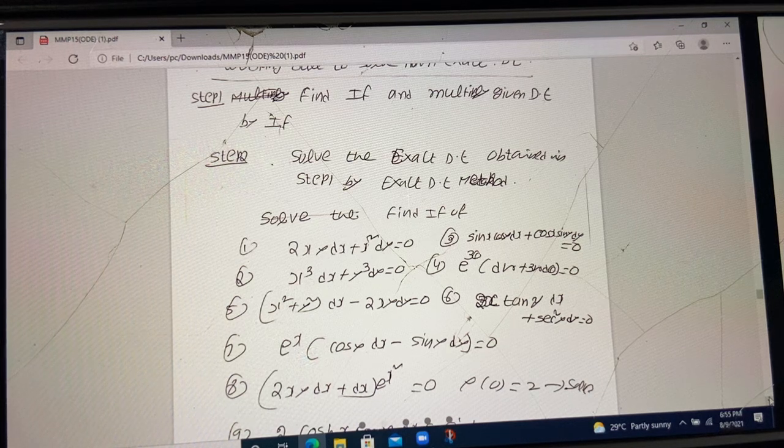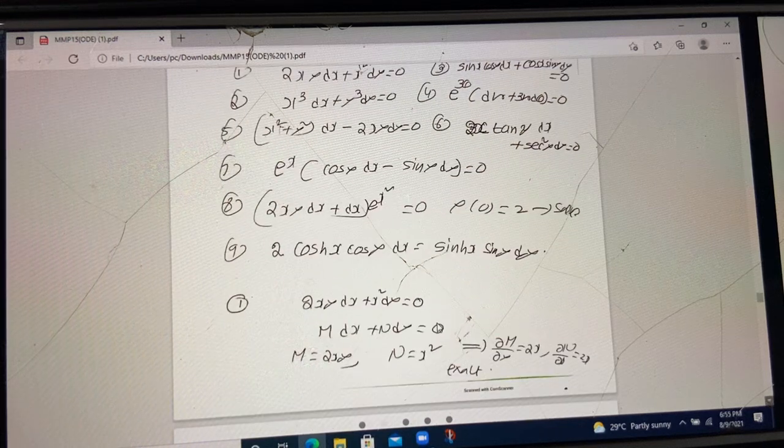You will be asked to check which of the following are exact or not, which of the following are non-exact, what is the integrating factor, and in the worst case, what is the solution. So I will show you the whole thing. Now the first one: find the integrating factors of the following. There are so many questions. Some I have done, and some I am going to leave as homework.